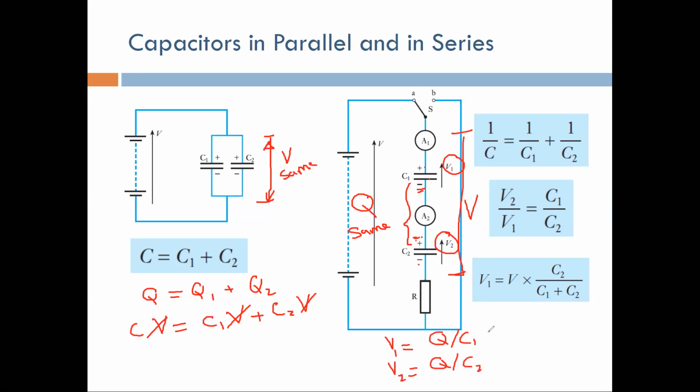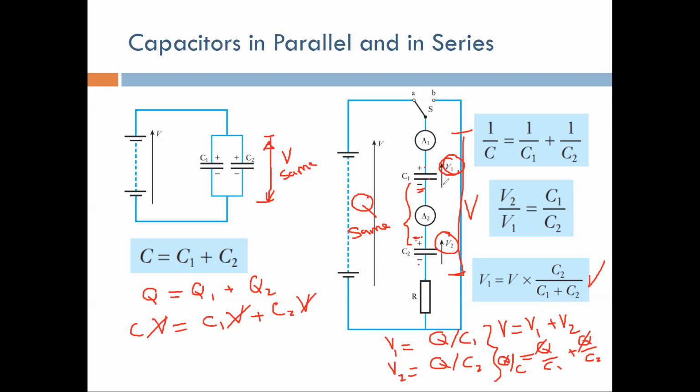And V total, from these two, is equal to V1 plus V2, which is Q over C total, equal to Q over C1 plus Q over C2. You can take out the Q values from all of them, and you're going to come up with this equation. You're going to find this equation to be correct. If you want to know exactly how much V1 or V2 is, you can get it directly from this equation.